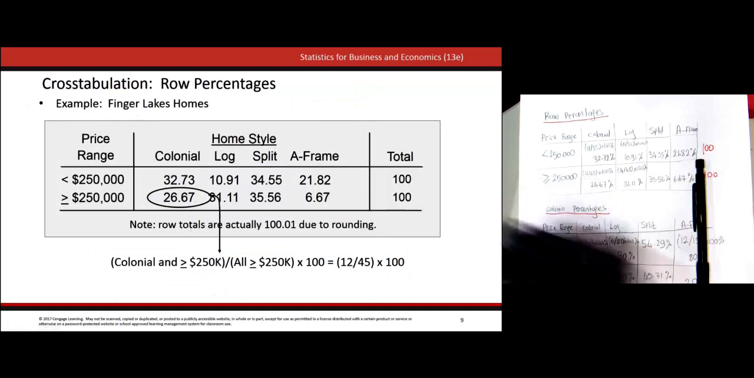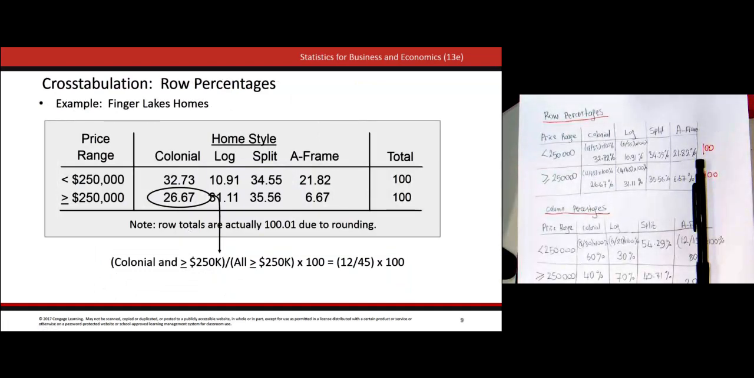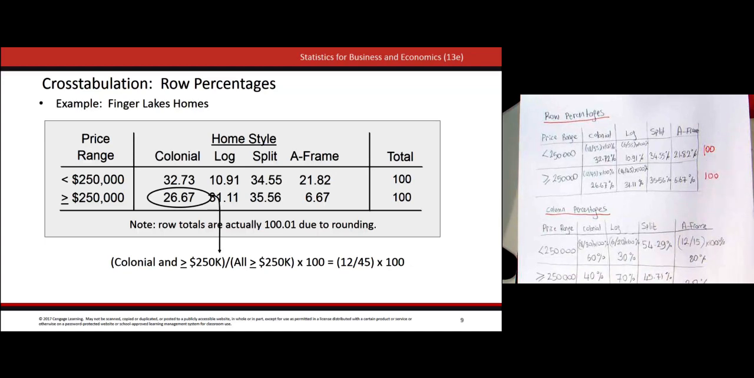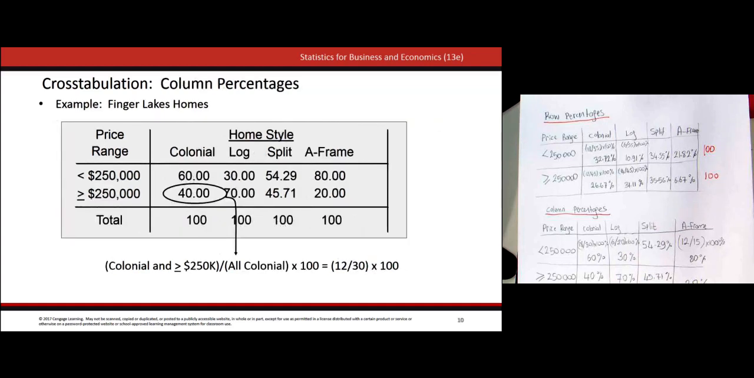These are the row and column percentages for this example. And why do we obtain the row and column percentages? To gain additional insight about the data. These are the column percentages.